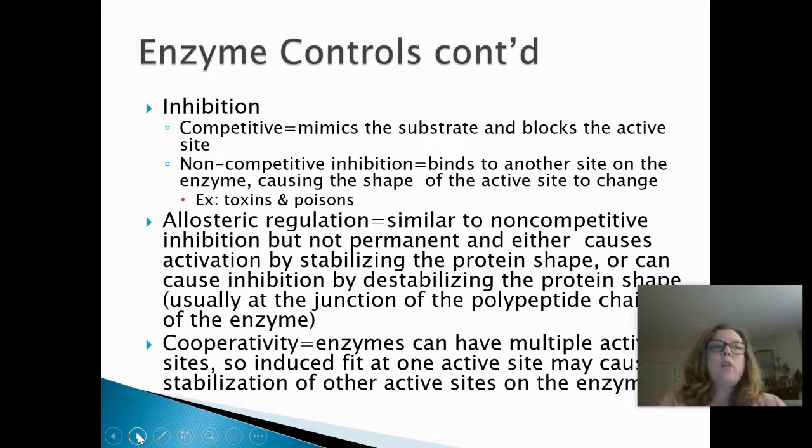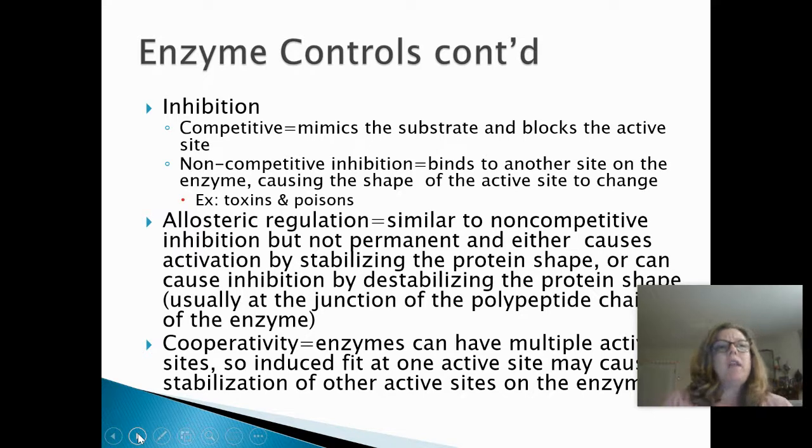And this is where you have something that is close to the shape of the substrate, but it's not exactly the shape of the substrate. And it's capable of binding into the active site. And once it binds in, the enzyme locks down on it. But because nothing ever gets converted to products because it's not actually the correct substrate, the enzyme doesn't let go. So now that active site is blocked, and now that enzyme is done. It's not reacting with anything.